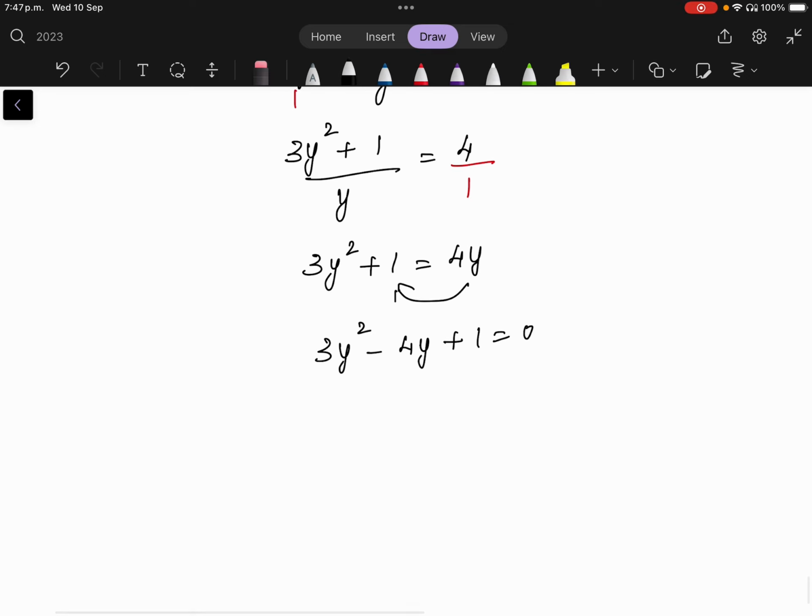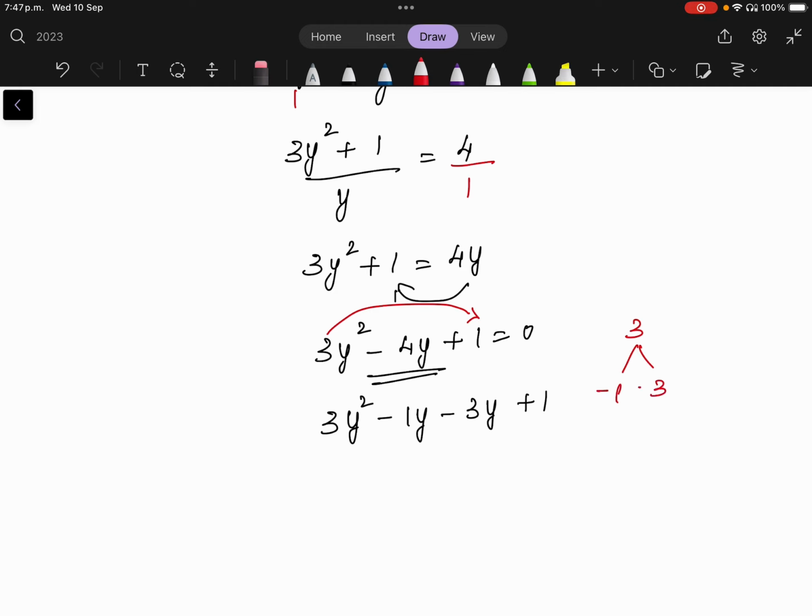Now you can factorize this, that you will get it as 3y square minus 1y minus 3y plus 1. So how do we factorize it? We take 3 and 1. So 3 and 1 is 3, and then you see the factors 1 and 3, and minus 1 and minus 3 will add up to minus 4. That is how we factorize it, and that is what we write over here.